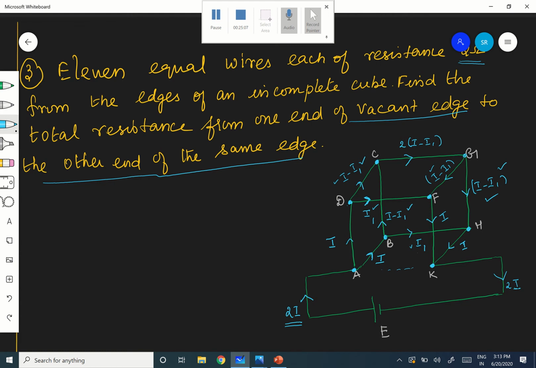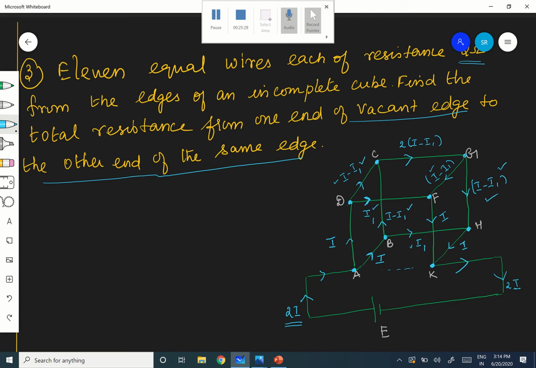Now come to the point K. What is there at K? From F, current I is coming, and from H also I. Therefore, total current entering K is 2I. Therefore, how much current should leave? 2I. That's it. So if everything is coming out properly, the circuit we have given is correct. Entering is 2I and coming out is also 2I.